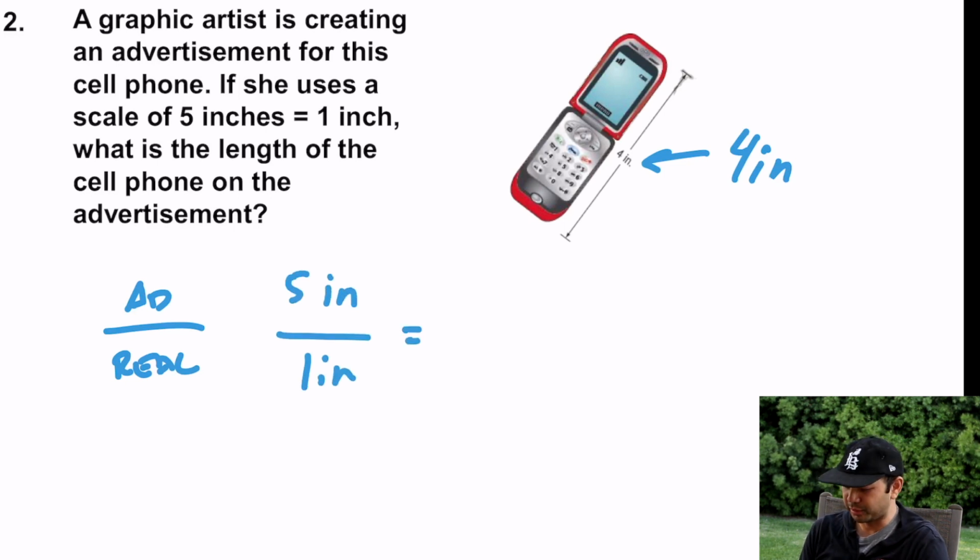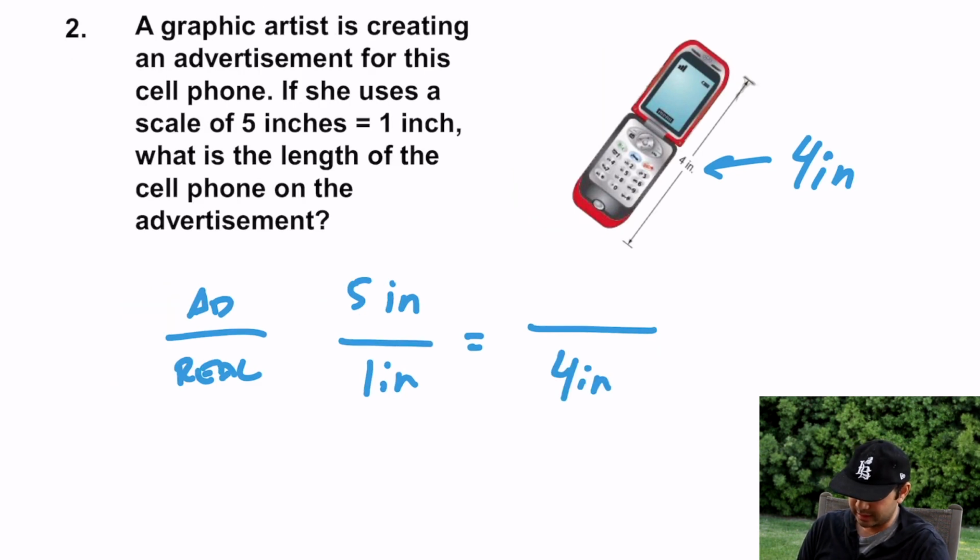All right, so we're going to make a proportion here. Here, the measurement on the actual phone is given as 4 inches. So that doesn't go on top, it goes on the bottom, because we said that the real goes on the bottom and top is ad. So then that means the top is going to be the unknown. So same thing.